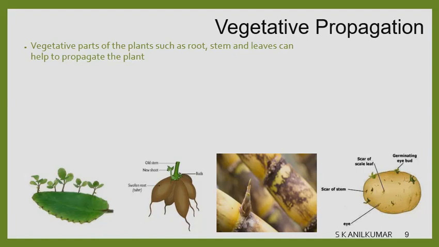Now vegetative propagation. Vegetative parts of the plant such as root, stem or leaves can help to propagate. From the leaf you get a new plant. From the roots you get a new plant. From the stem you have the buds. So this is the stem and the root. These are the leaves. They can help create a new plant.